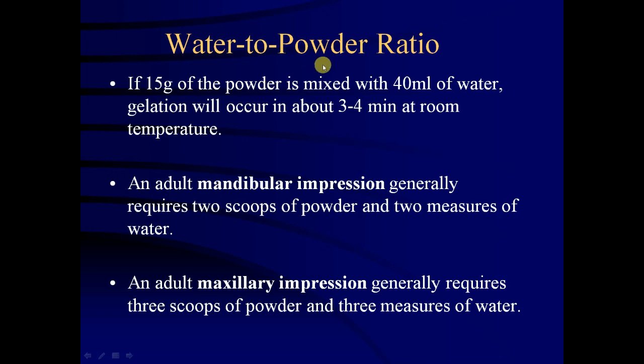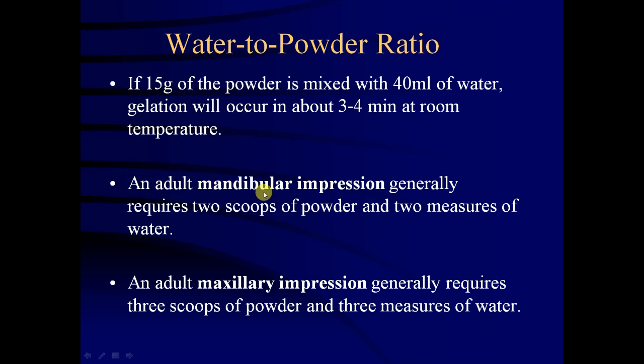W/P ratio, that is the water to powder ratio. If 15 grams of the powder is mixed with 40 ml of water, gelation will occur in about 3 to 4 minutes at room temperature. If you are taking 15 grams of powder and mixing it with 40 ml of water, the gelation reaction takes place in about 3 to 4 minutes at room temperature. Please keep this in mind, it is very important.